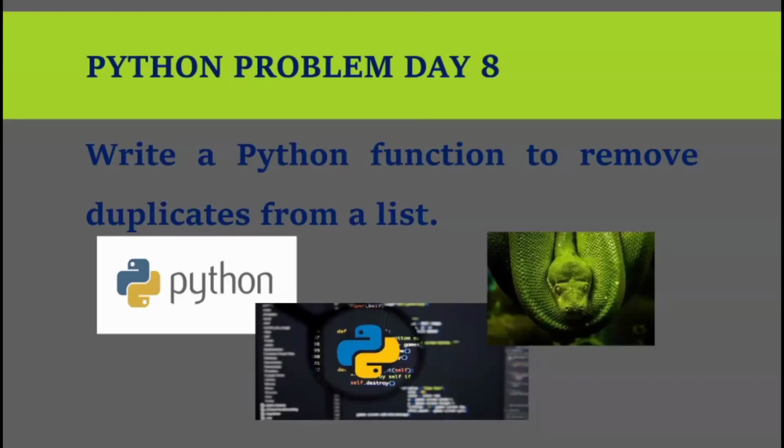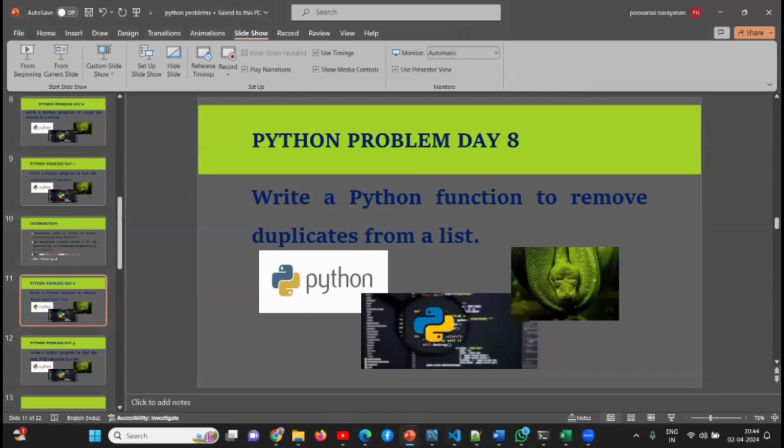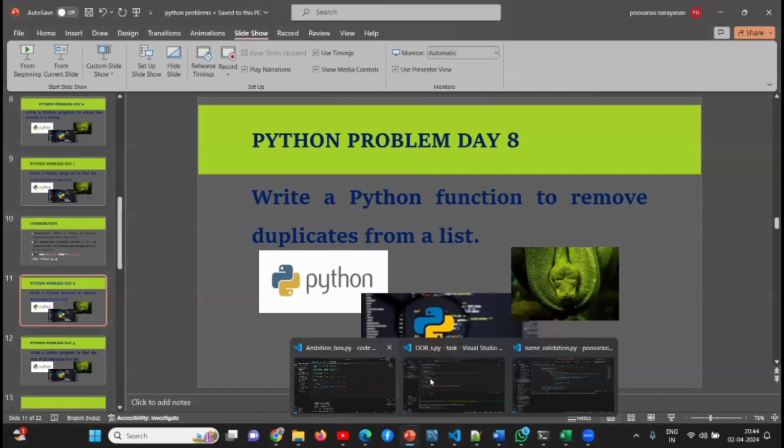In this video, I am sharing one of the Python problems with solution. Today our problem is: write a Python function to remove duplicates from a list. The problem statement is write a Python function to remove duplicates from a list. Only remove the duplicates from a list. Let's start our coding session. I will explain how to handle it.